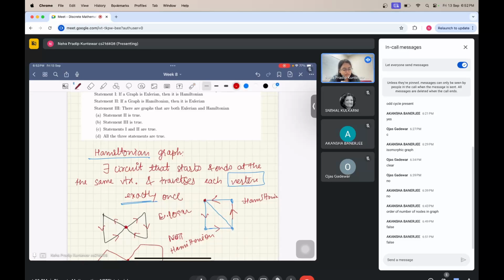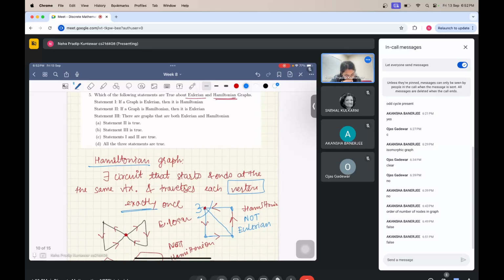Or an easy way to see that is, again, use the theorem: there is an odd degree vertex. So since there is an odd degree vertex, you can never get an Eulerian tour. So this is Hamiltonian but not Eulerian. Yeah, and what about statement 3?